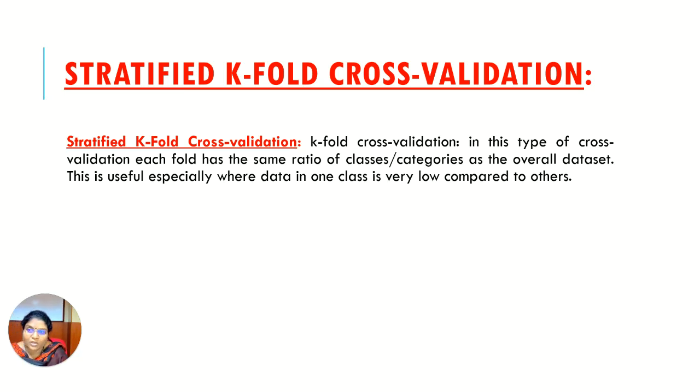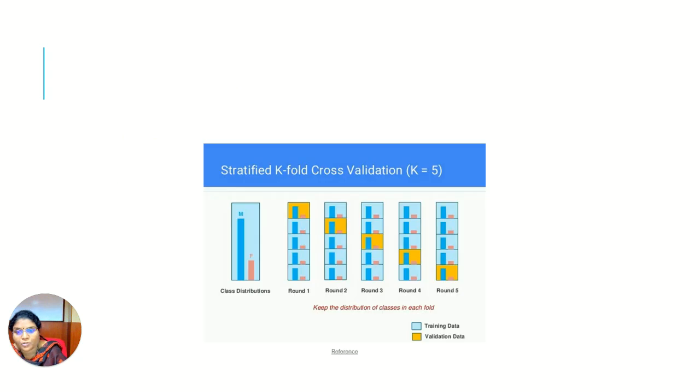The next method we have is stratified k-fold cross validation. What is meant by stratified k-fold cross validation is that in this type of cross validation, each fold has the same ratio of classes, or categories or labels, as the overall data set. This is useful especially where the data in one class is very low compared to another class. So this is the class distribution.